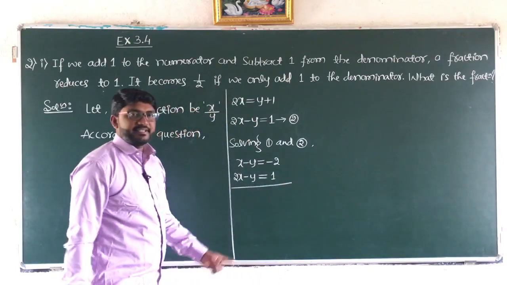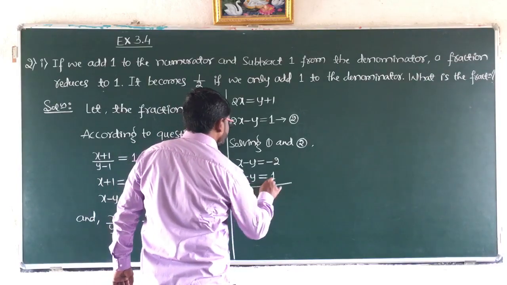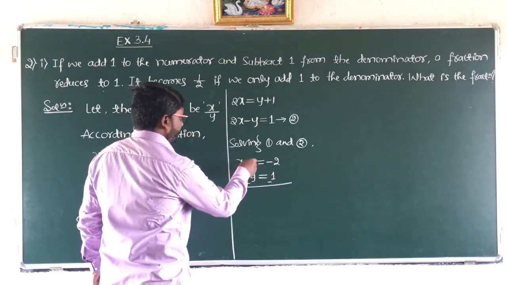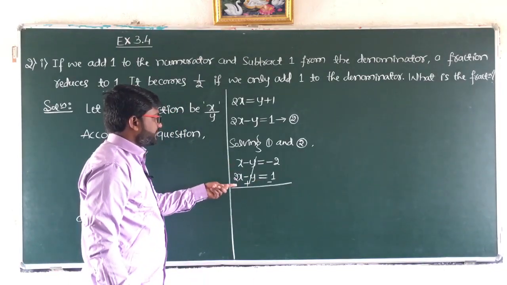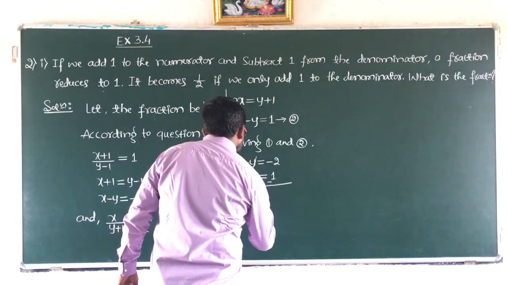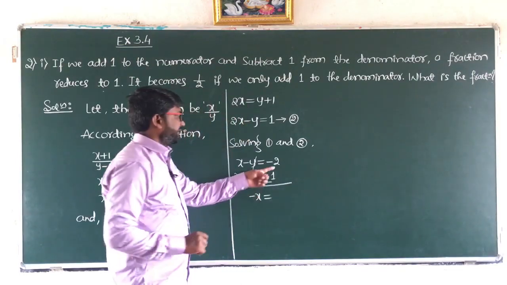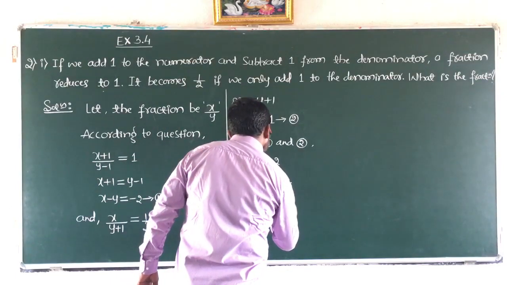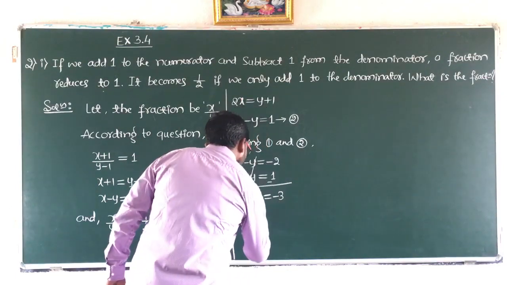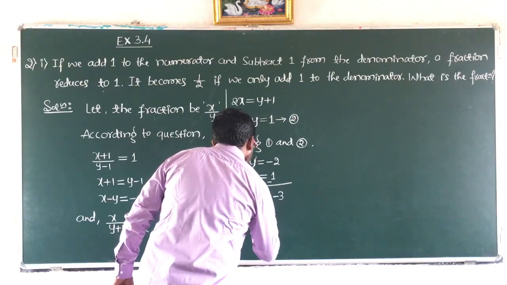Then go for the sign change. Here it becomes minus, here it becomes plus, here it becomes minus. Minus y plus y cancels. x minus 2x will be minus x, which is equal to minus 2 minus 1, which is minus 3. Minus and minus cancel, we get x equal to 3.